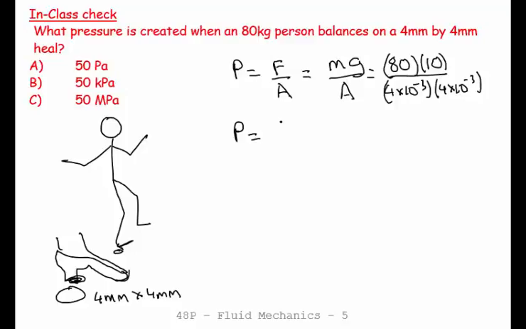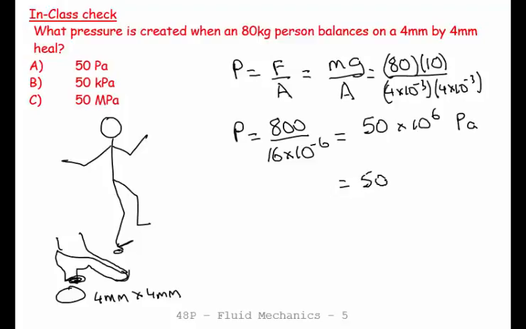So pressure is equal to 800 over 4 4s are 16, 16 times 10 to the minus 6. So that would equal 50 times 10 to the 6. 16 goes into 800 50 times, and the 10 to the minus 6 on the bottom becomes 10 to the 6 on the top, which is Pascal, which is going to be equal to 50 megapascal. So that would be my answer.